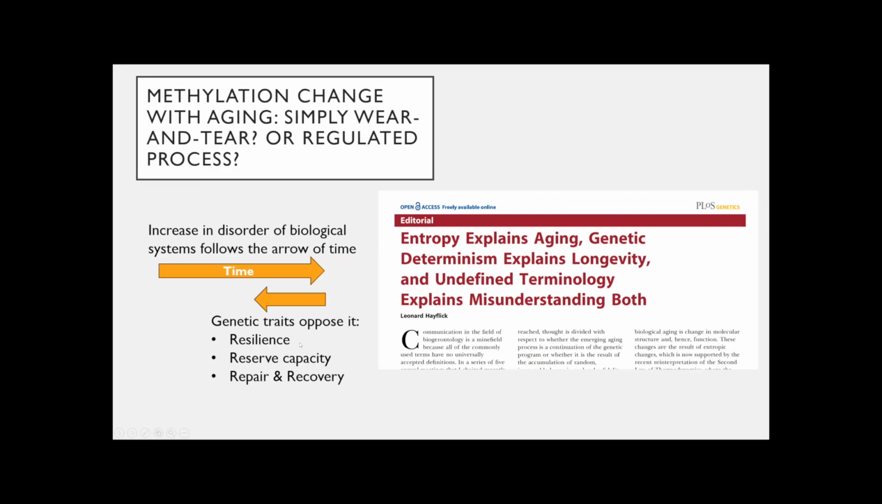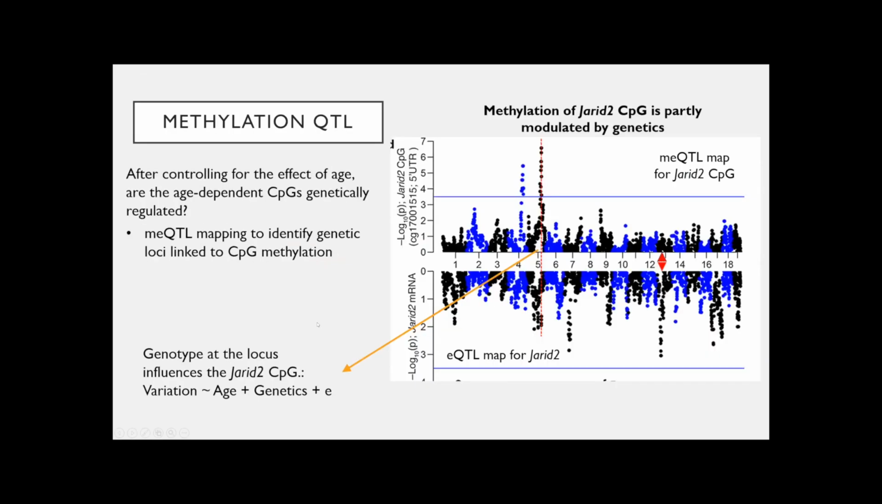But what makes an individual resilient to that shift could be a genetic trait. So to examine that, we ask this question: after we control the effect of aging, do the CpGs that change with age, meaning the CpGs that gain methylation with age or lose methylation with age, are they also genetically regulated? And for that, we performed methylation QTL mapping, very similar to protein QTL mapping, but we call them mQTL.